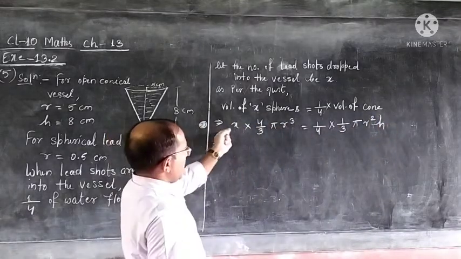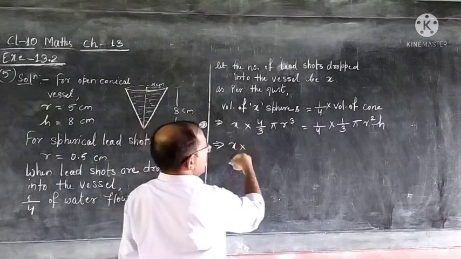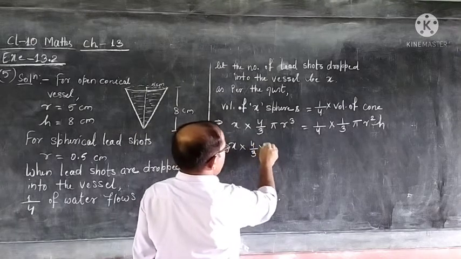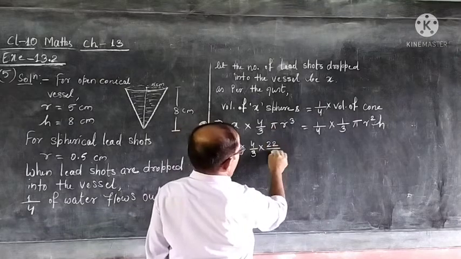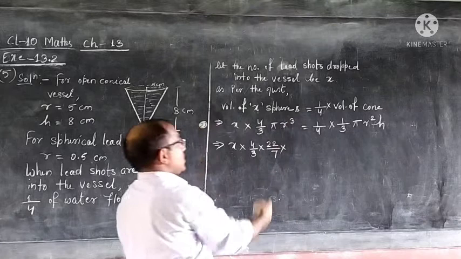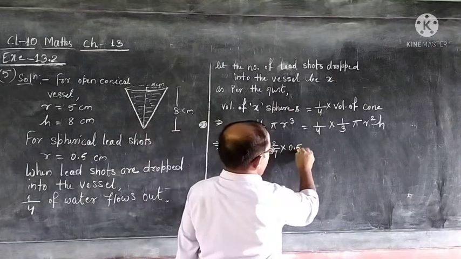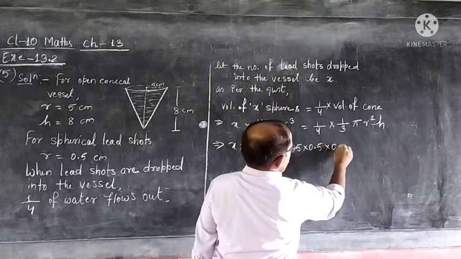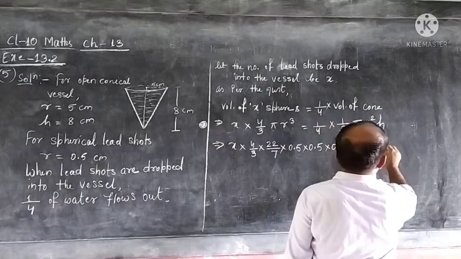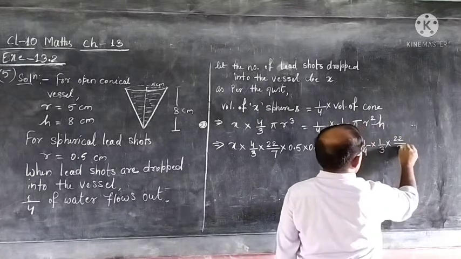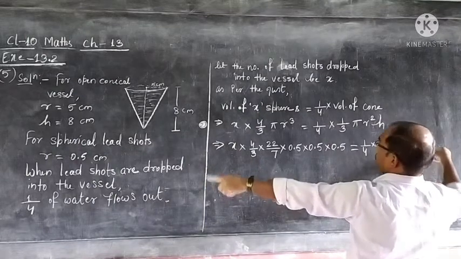Let us see x, we are going to find out how many lead shots we dropped in the vessel. So, it remains 4/3, let it be 4 now, later after using all the values we will find out. Pi 22/7, radius of lead shot 0.5 into 0.5 into 0.5, cubic. Now, in the conical portion, 1/4 into 1/3 pi 22/7, radius of conical vessel 5. So, 5 square, 5 into 5, and height is 8.